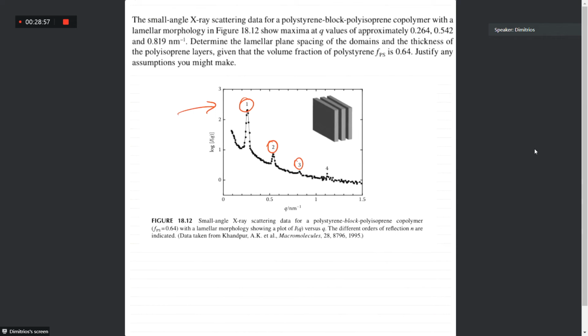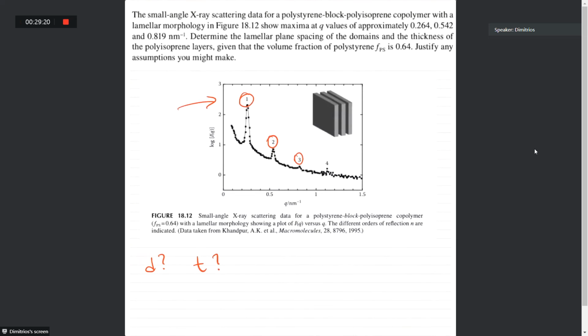So we want the lamellar plane spacing of the domain and the thickness of the polyisoprene layers. So we want the D. What is the D? And what is the thickness of polyisoprene? I give you 10 minutes for that.